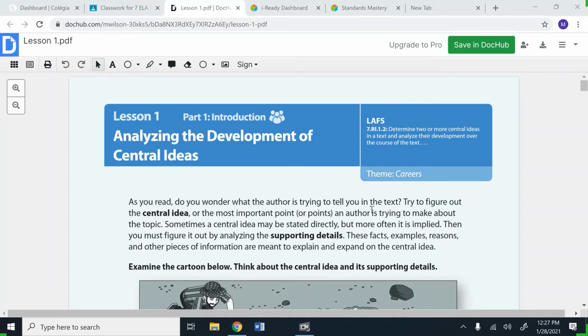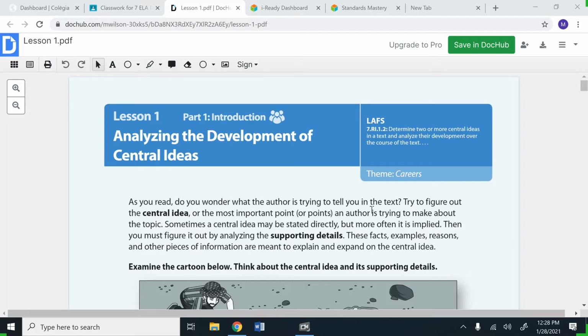Now, I want you to think about what you've learned about analyzing key details to determine the central idea of a text. First, remember what a central idea is. A central idea tells what a whole paragraph or section is mainly about. Next, think about what details are. Details are facts, evidence, and other information that support the central idea. So we're going to be learning more about how authors use details to develop central ideas.